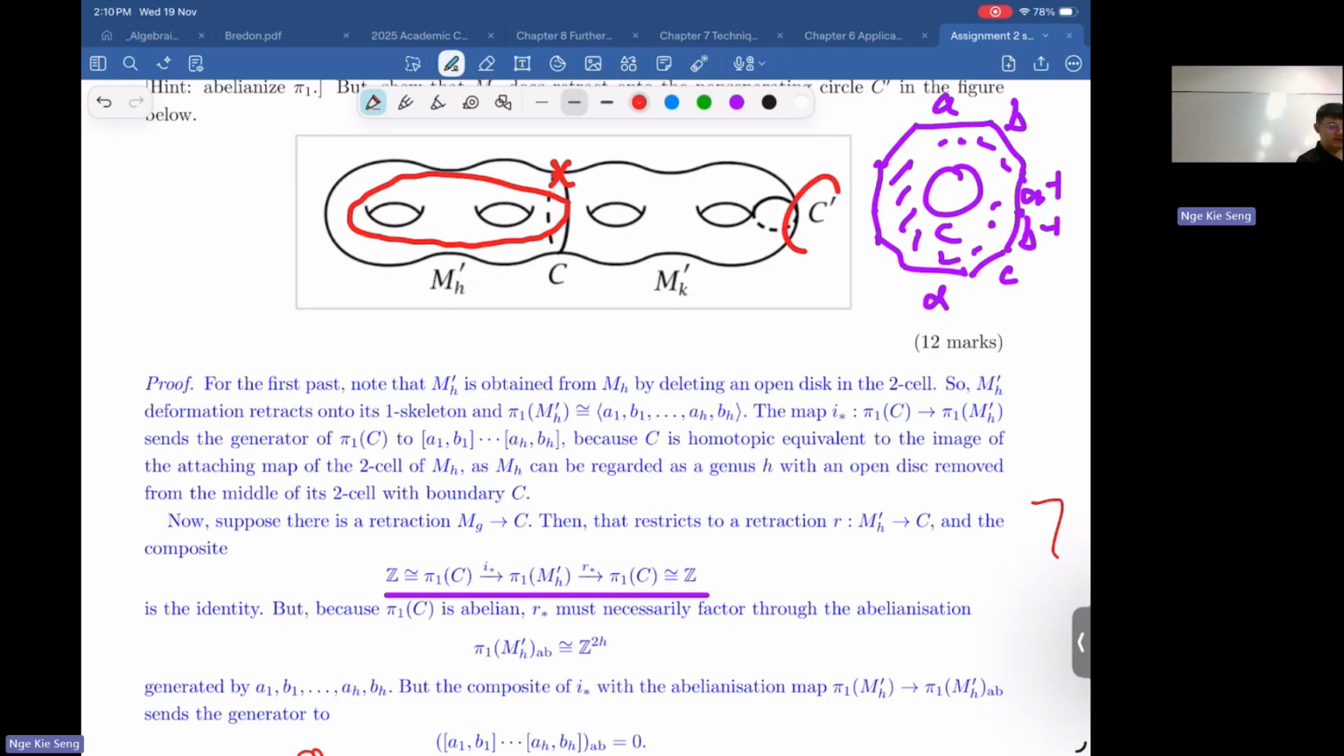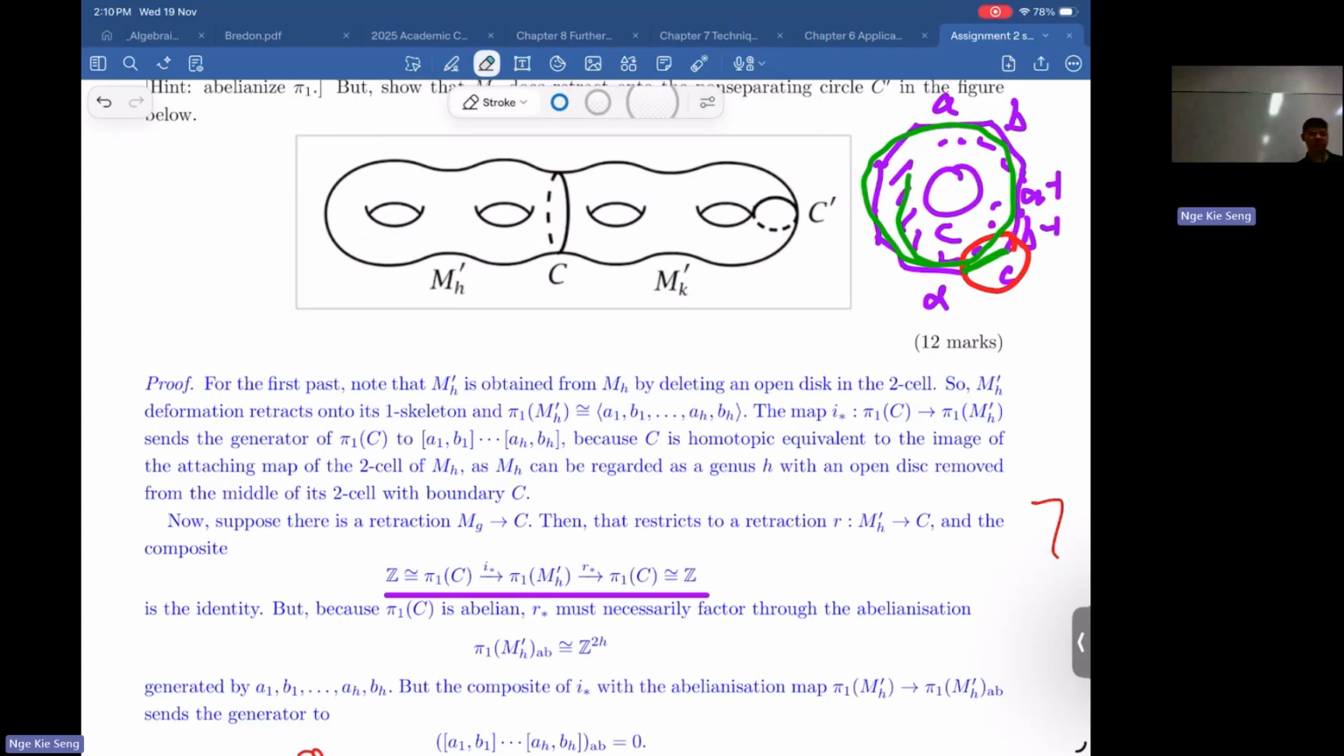Okay, but if you look at this C prime itself, this C prime is actually just part of the skeleton. Just one line of the skeleton. So from this assignment, this question, you can retract to one side of your skeleton, but you cannot retract to the whole skeleton that your two cell is attached to. Okay, does it make sense?